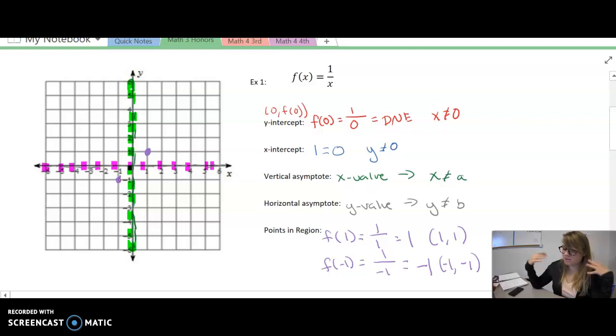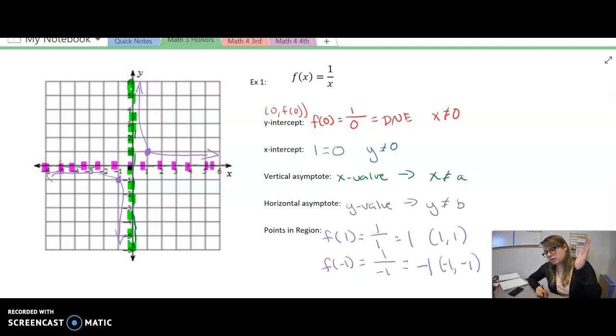Alright, so from here, we can graph our function. We're going to have a graph like that, and then a graph like that. Our line will get really close to the x-axis but never touch it, and then our line will get really close to the y-axis and never touch it. So that's what those asymptotes are for. So let's move on to the next example.